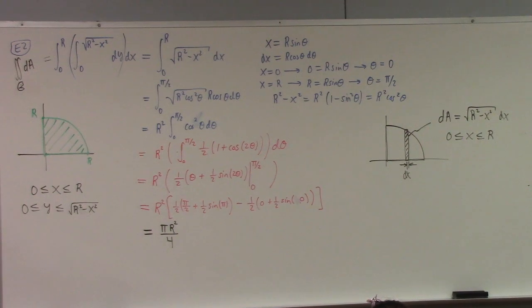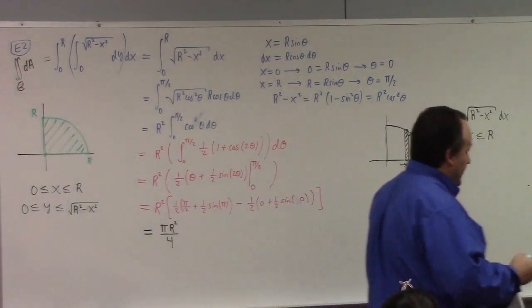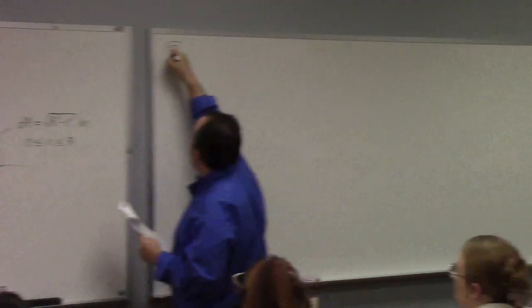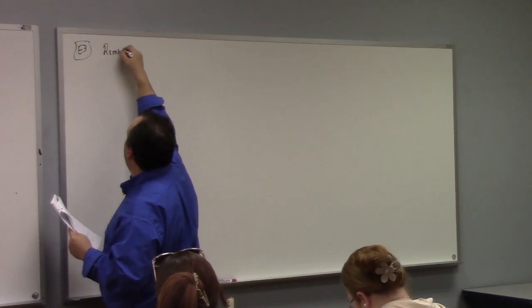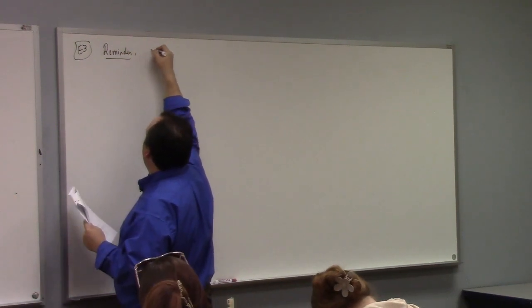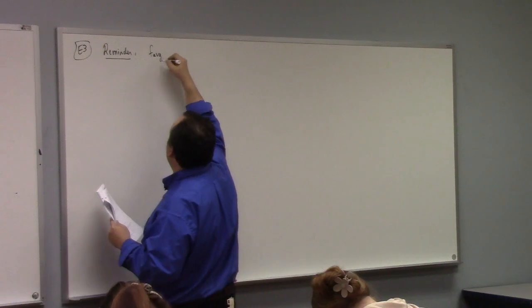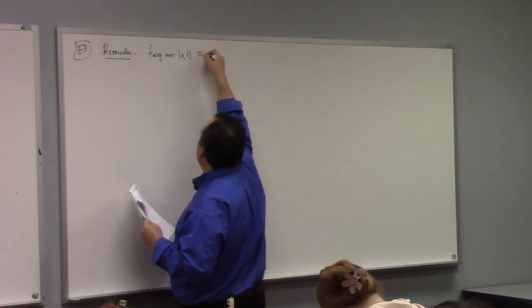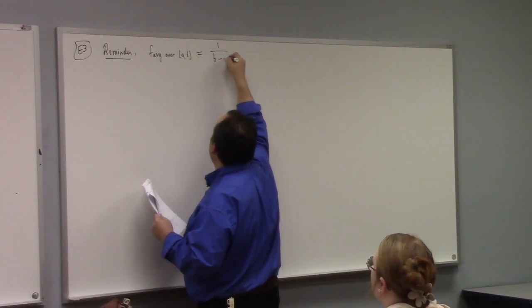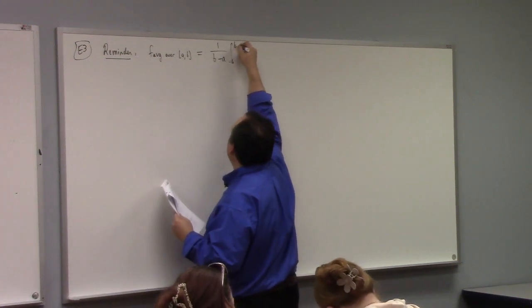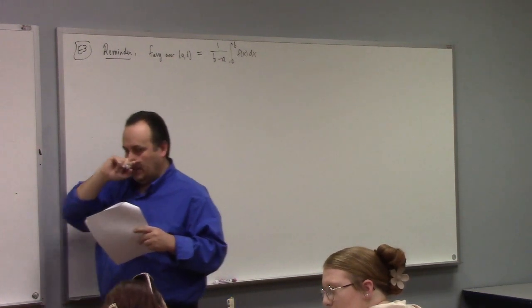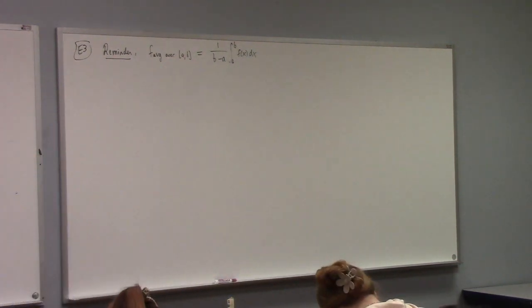Another thing we should define is the average. Do you remember how we defined average in Calc 1, of a function? So here's a reminder. F average over a closed interval a to b was equal to 1 over b minus a, times the integral from a to b of f of x dx, right? That was the average of a function over an interval.